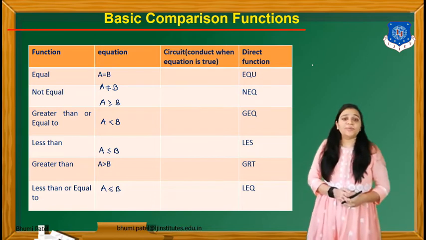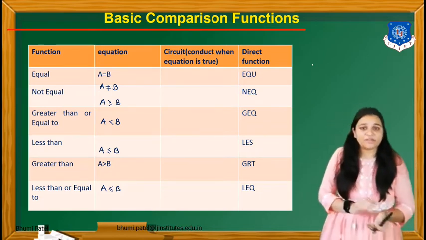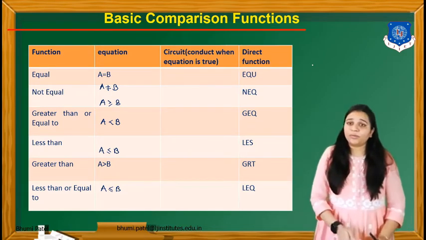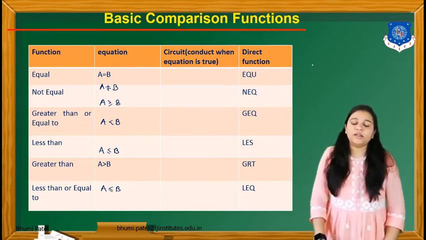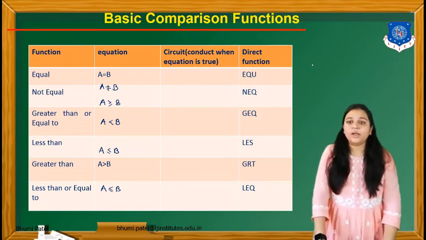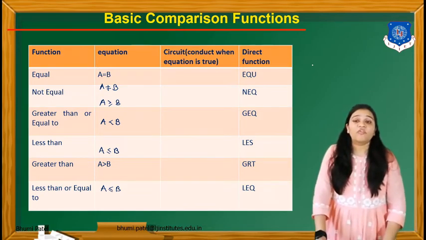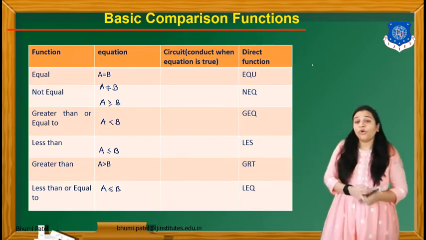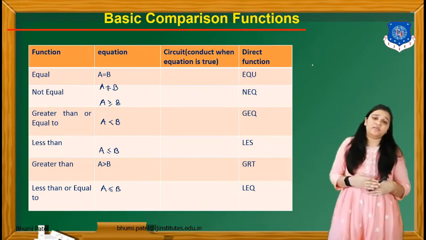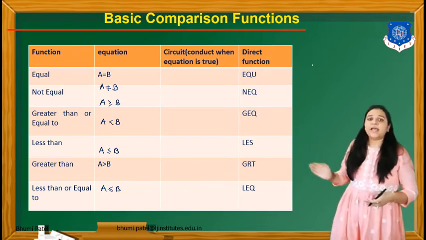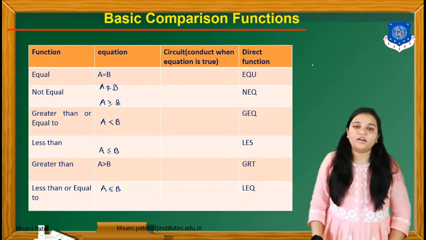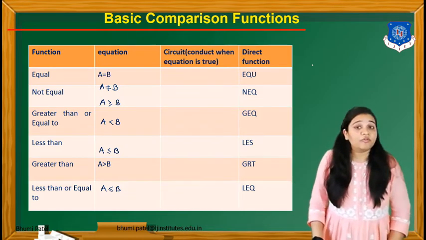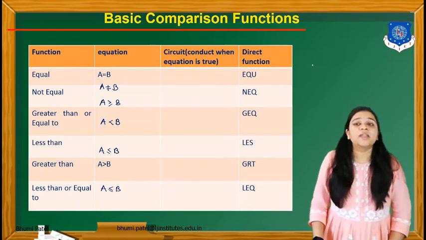But the limitation of PLC programming in the comparison function is that we have only two basic functions that we studied in the earlier slide: equal to, and greater than or equal to. So for not equal to, less than, or greater than, we cannot apply a direct function in the software. The direct function is not available for this particular software, so we have to use derived functions built from the direct functions.